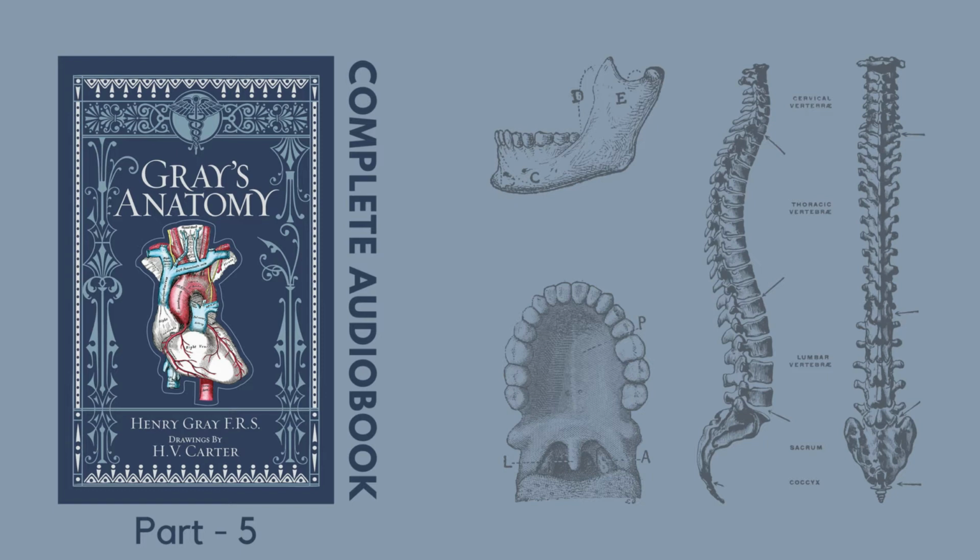End of section 1. Section 2 of Gray's Anatomy, Part 2. Development and classification of joints. Movement admitted in joints.